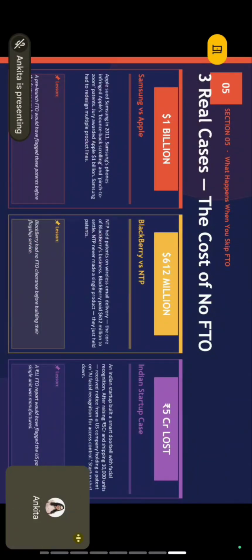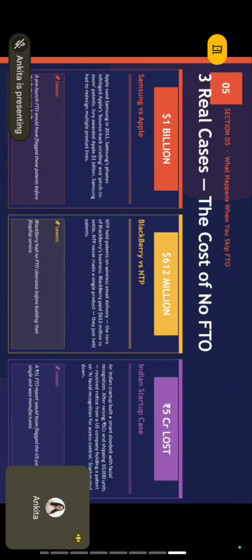The second is BlackBerry versus NTP. So NTP held a patent on wireless email delivery, the core of BlackBerry's business. BlackBerry paid $612 million to settle. NTP never made a single product, they just held the patents, right? And this is something that is different because BlackBerry had no FTO clearance before building their flagship services.